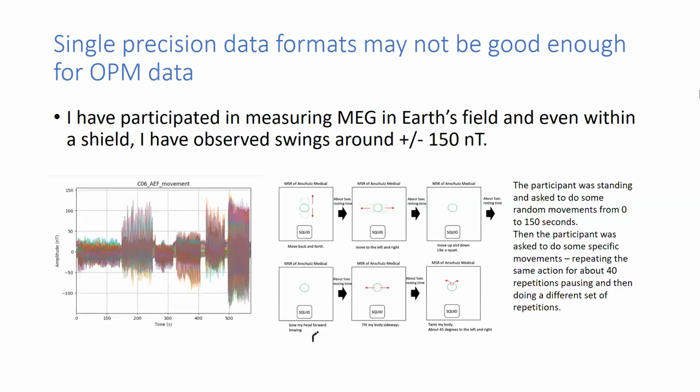But here's an example of a data set that we collected recently where we had someone move. They were standing with a helmet on, and they were asked to do some movement. And you can see that the signals range between plus and minus 150 nanotesla. And that would be even worse in the Earth's field, right? If you were collecting data in Earth's field, we have potentially much larger numbers.